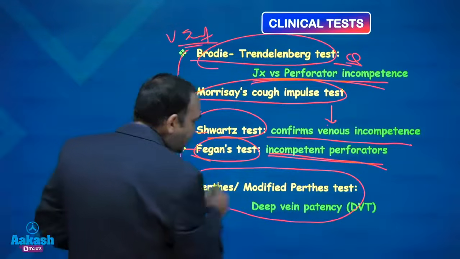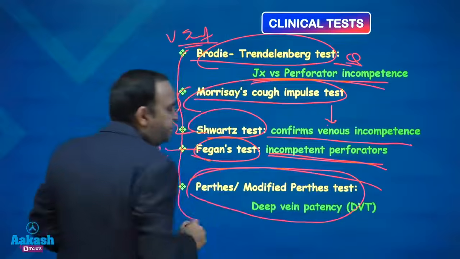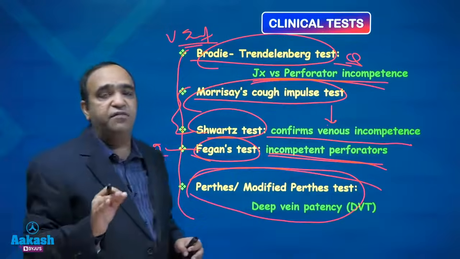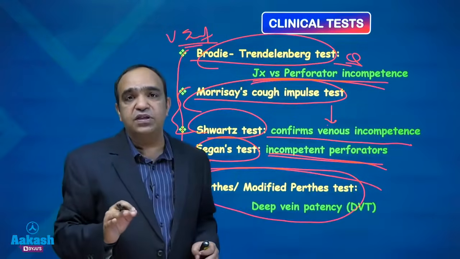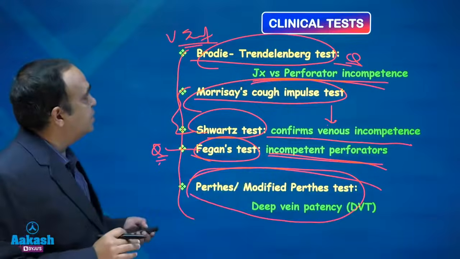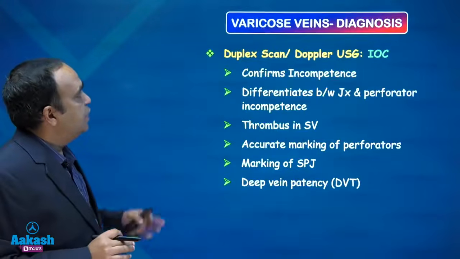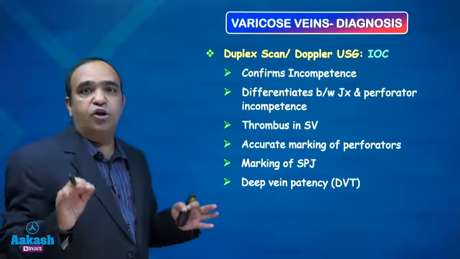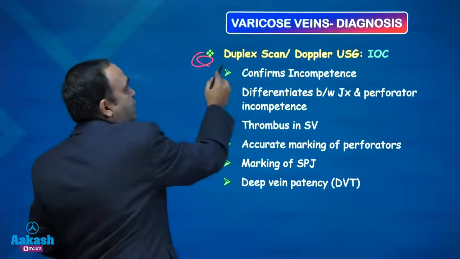Okay. Then as I told you, Perthes and modified Perthes to check the deep vein patency, deep vein thrombosis, whether the deep veins are blocked or not. So that's a clinical test. So very, very important. Now investigation of choice, Doppler ultrasound. Again this has been asked.